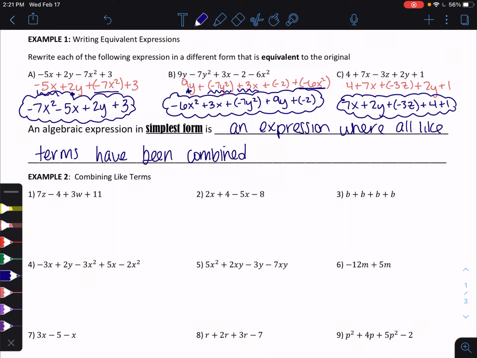Okay, it's kind of like simplifying a fraction. We want all of our fraction answers to be in simplest form. We want all of our algebraic expressions to be in simplest form.